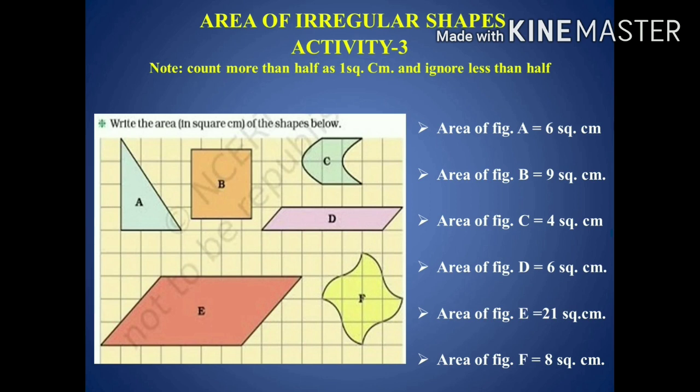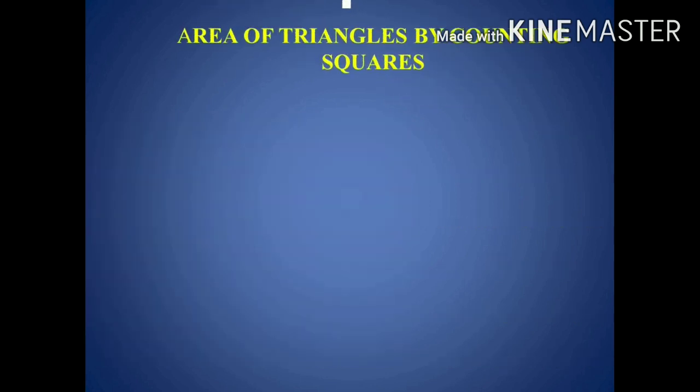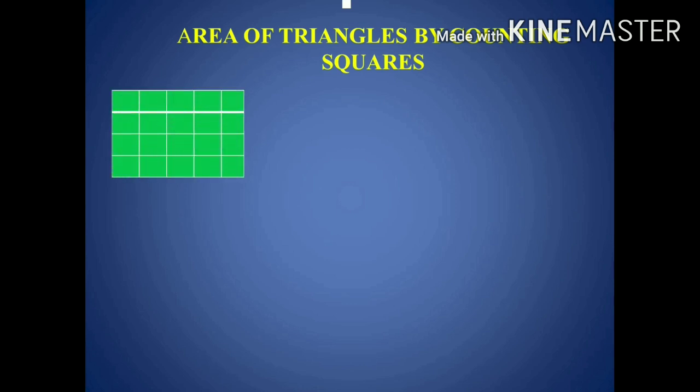Children, our next topic is area of triangles by counting squares. Here we take a rectangle which has squares in it. Each square is of 1 square centimeter. Now we draw lines in it to make triangles. Here we have two triangles, blue triangle and a red triangle.